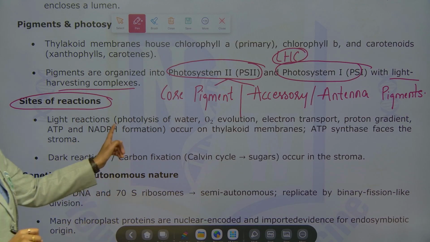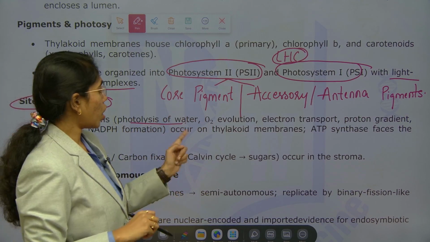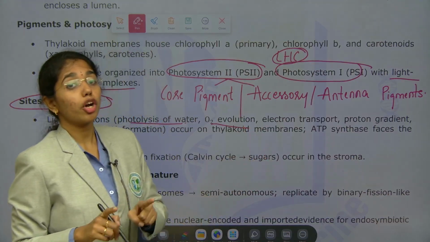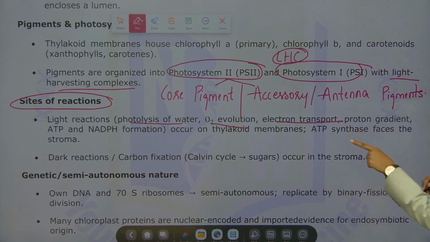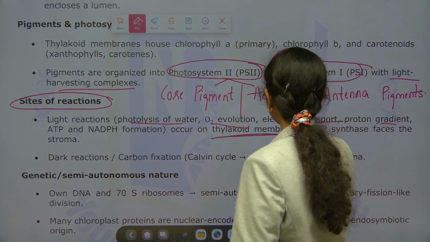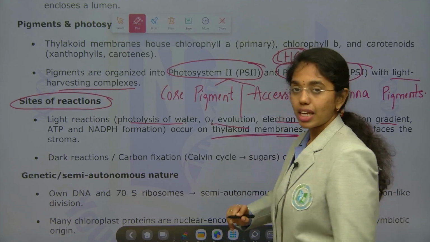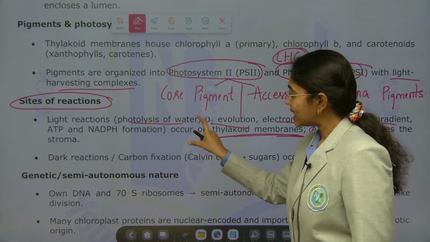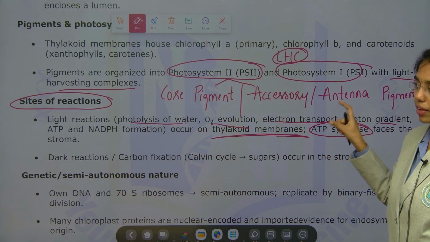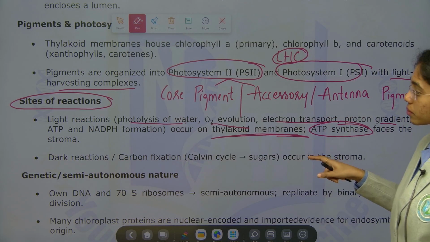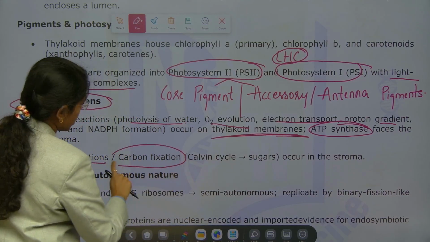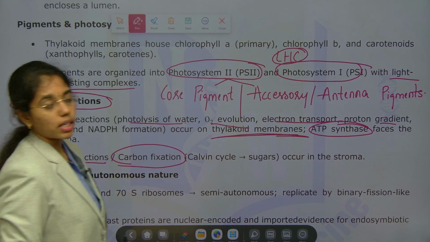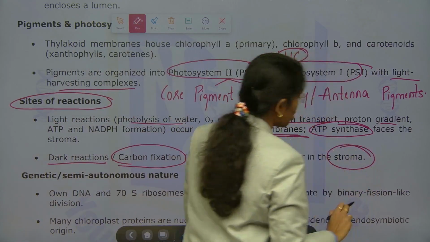Here you see sites of reactions. Light reactions include photolysis of water, where oxygen is evolved into the inner side of thylakoid towards thylakoid lumen. Remember that. Next is electron transport system, which occurs in the thylakoid membrane. Proton gradient occurs in the thylakoid membranes only. Next, ATP synthase will face towards stroma. So, in a single paragraph you have mentioned complete reactions along with their locations. Now, dark reactions as well. Dark reactions or carbon fixation, like Calvin cycle, occur inside the stroma.